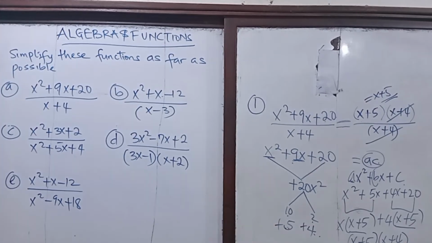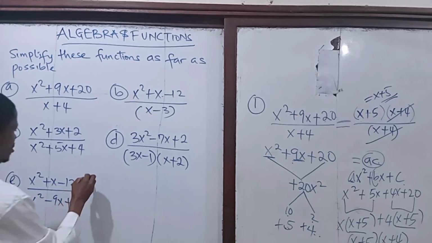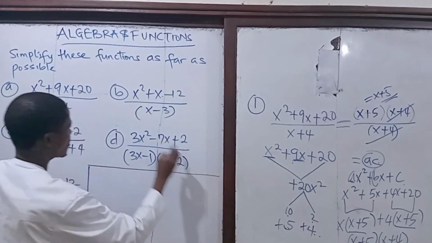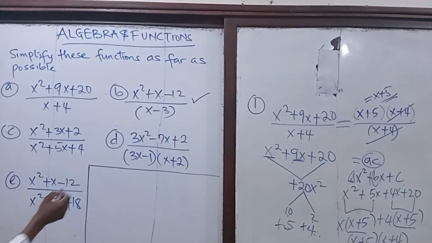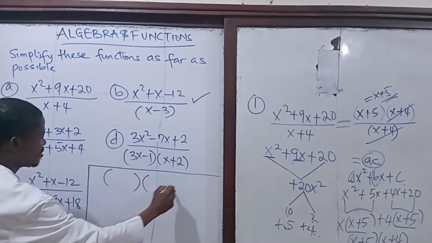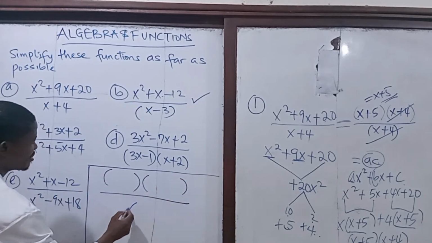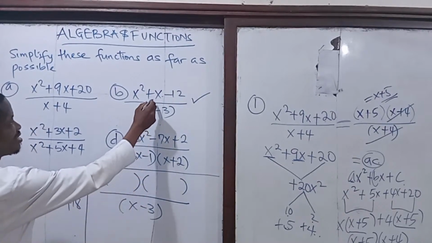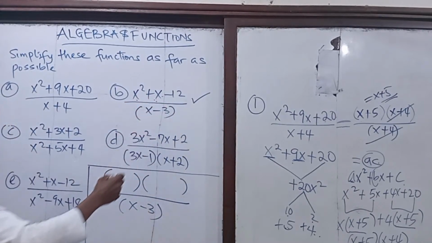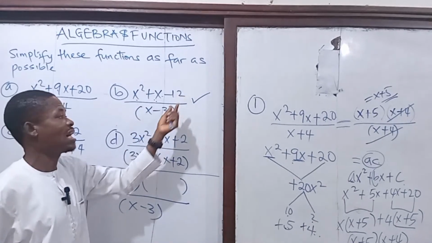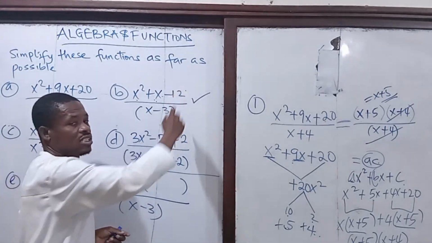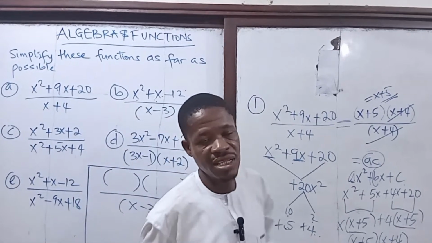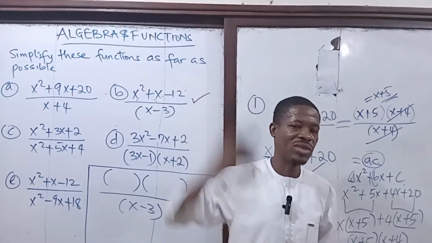Okay, the first one is done. The second one, the B part, this one. We're going to do the same thing, but I'm going to make it faster in this case. It's the same procedure. You're going to turn the quadratic; we have x squared plus x minus 12 at the numerator. At the denominator, you have a linear expression. So you need to turn this quadratic into a product of two linear expressions, and by so doing, something will cancel out.